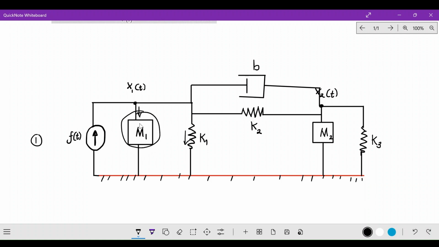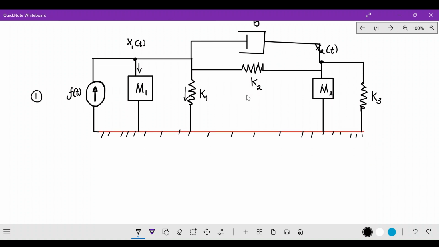You have current through this mass number 1; this is a resistor, another resistor there, another resistor there. You can think of them like the way you solve electrical circuits. So this force must be equal to all these other three forces at this node. So f of t must be equal to the force through mass number 1, the force through the spring k1, the force through the spring k2, and the force through the damper. Let's apply the equation at node number 1. I'm going to call this node 1.